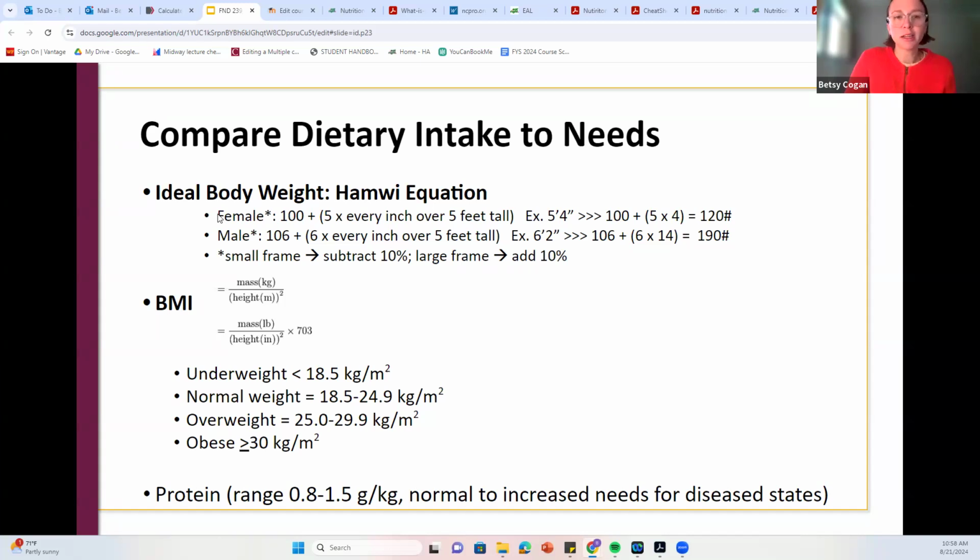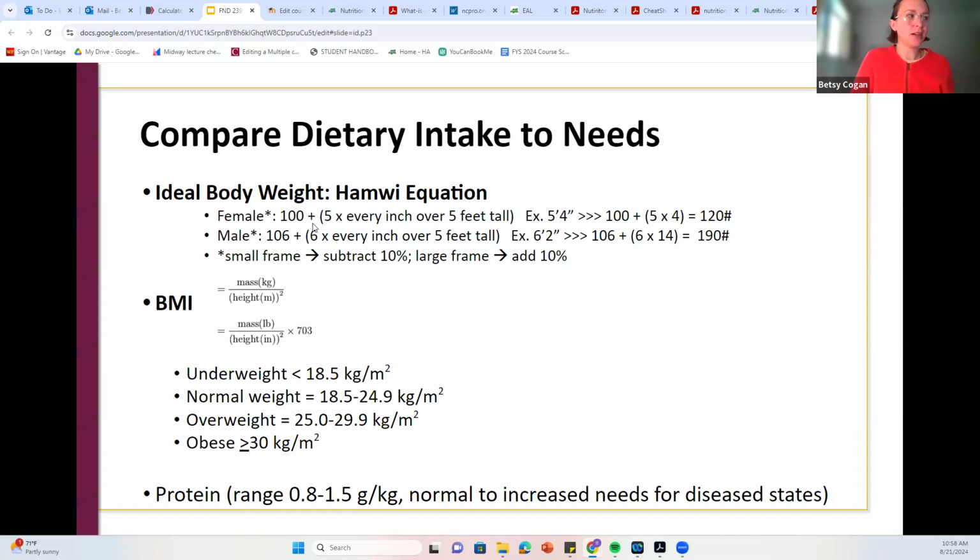But before, we want to think about what their weight is now and what it maybe ideally would be, so that we can make those energy estimations. So the ideal body weight, or IBW, is based on this Hamwi equation. That's pretty easy math if you think about it.